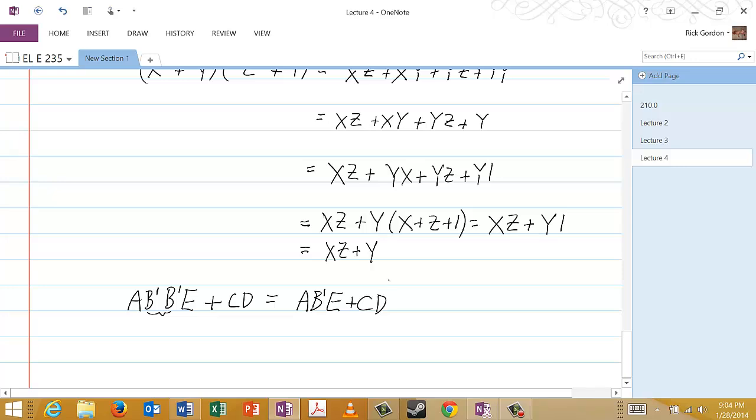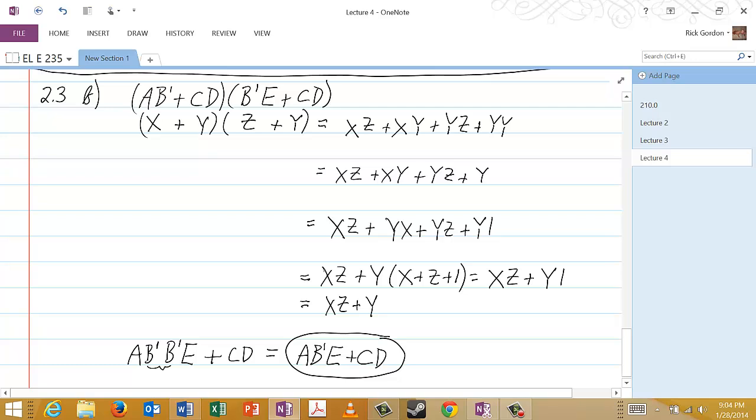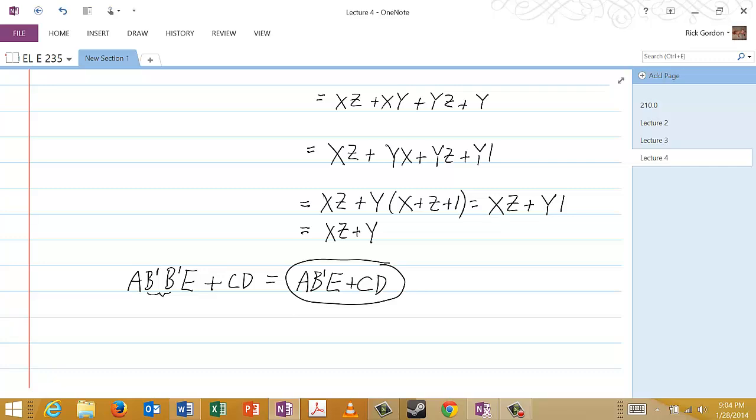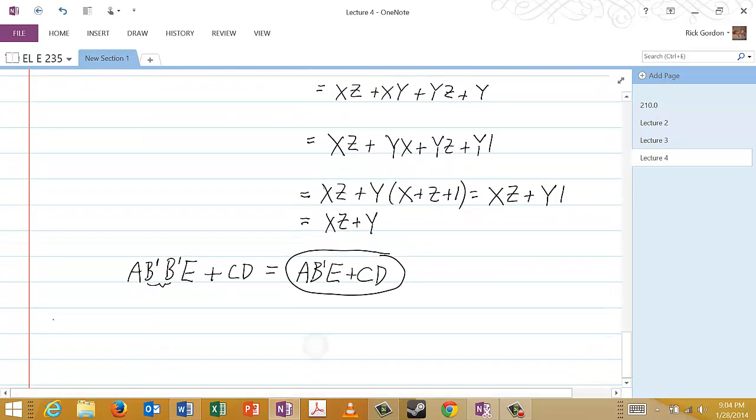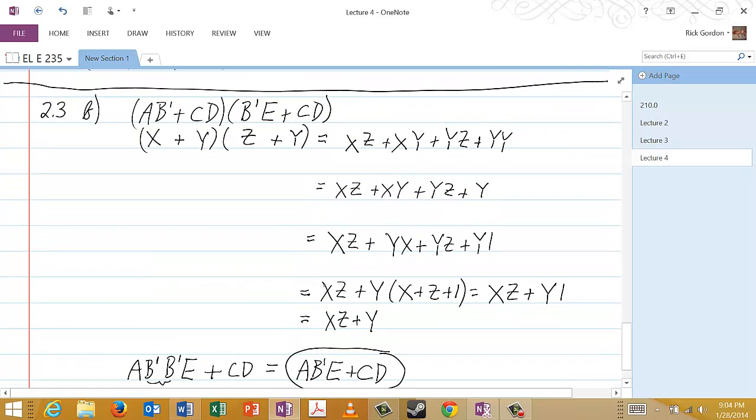Now I know that that might seem a little bit alien, but that's one of the easiest ways to do this problem. Suppose you had not seen this simplification of letting AB prime equal X and CD equal Y and B prime E equal Z. Let's see how you would have proceeded in that case. So let's go back to the original problem. We have AB prime or CD, AB prime or CD, ANDed with B prime E or CD.